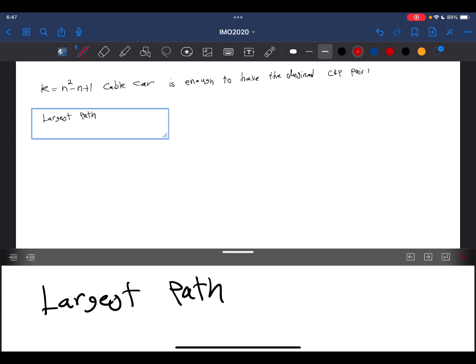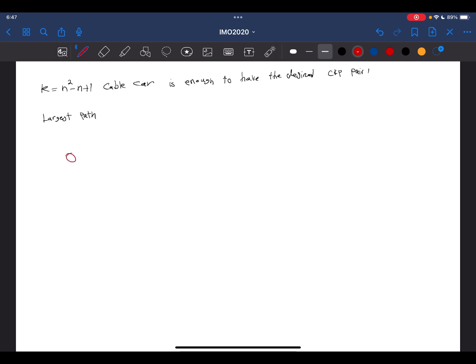So for each cable car that we have, just construct the longest path you can go using the cable cars that you have, starting from this checkpoint, right? And I would call this a largest path if I cannot add anything more to it. That means such a thing doesn't exist and such a thing doesn't exist. So I cannot make this path any larger, right?